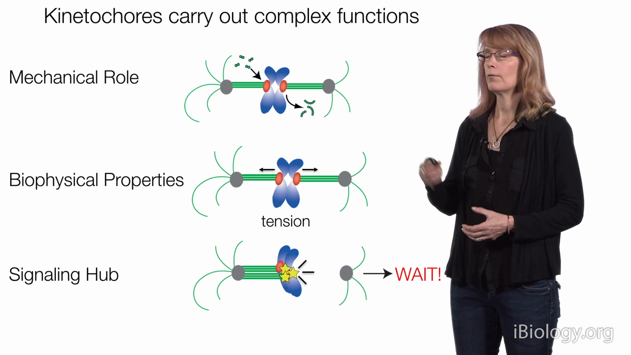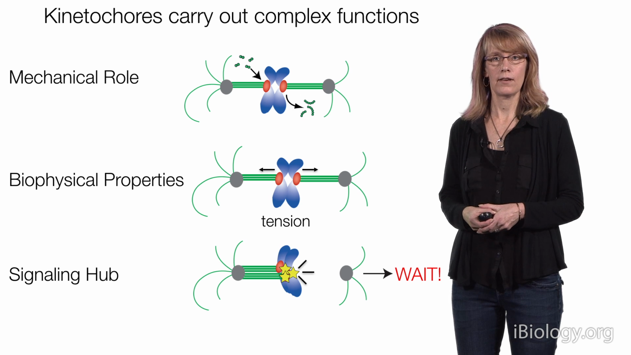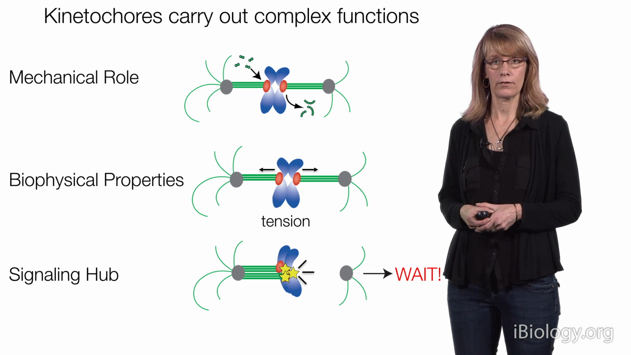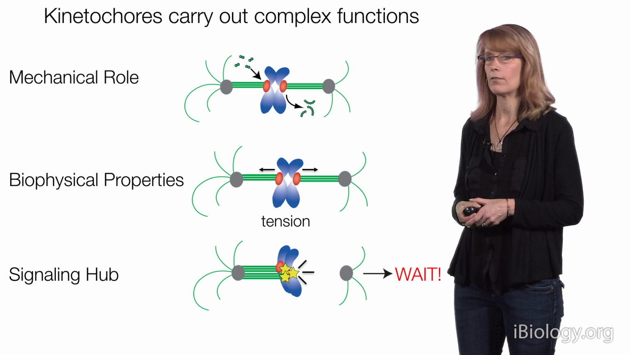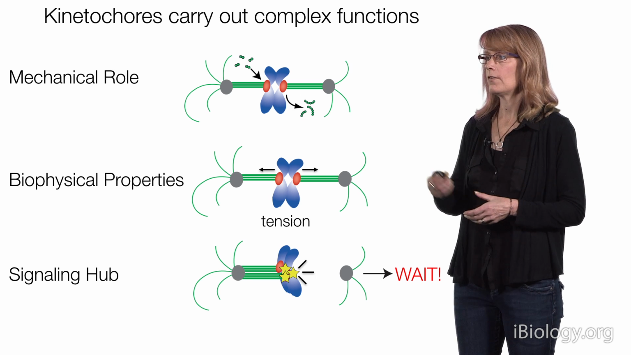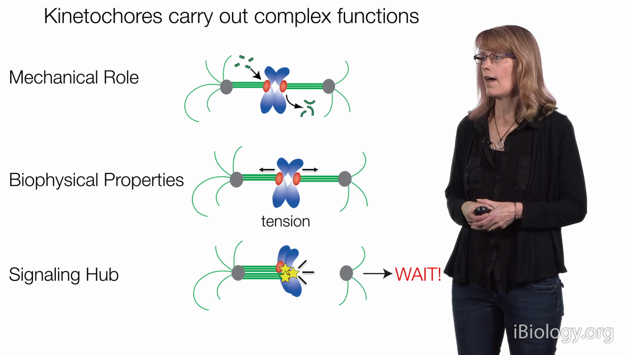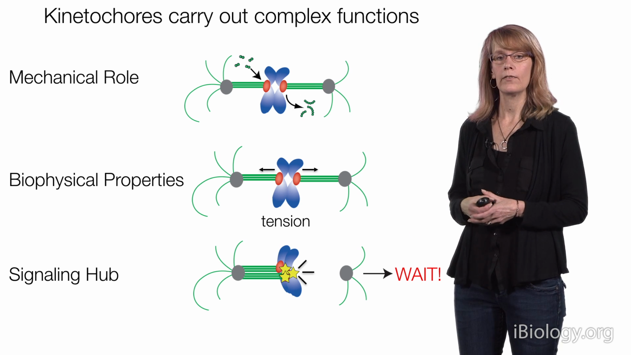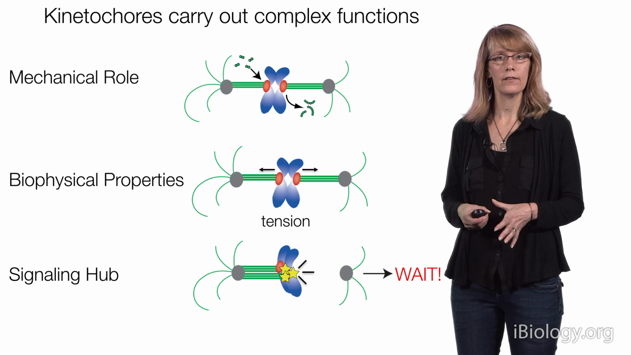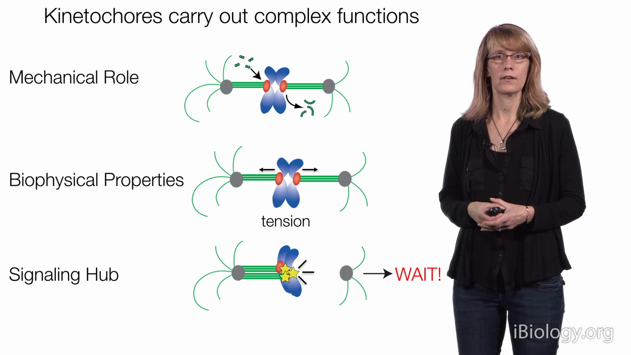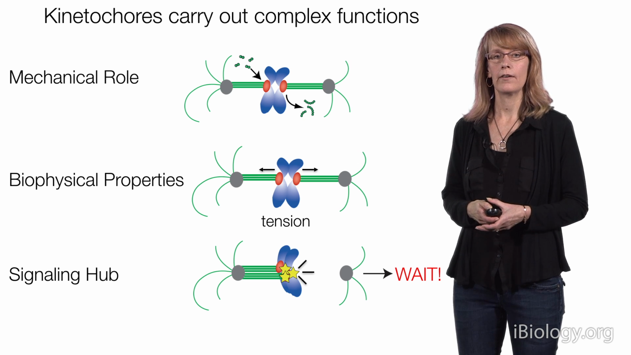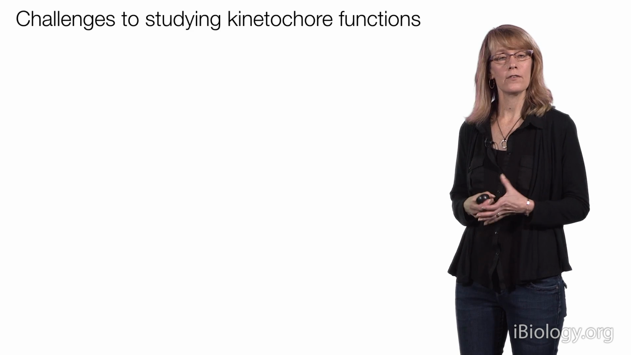Now, as I described in the first part of my talk, kinetochores carry out really complex functions. They have a mechanical role where the kinetochore has to stay attached to the dynamic tip of a microtubule that's constantly growing and shrinking from under it. They have interesting biophysical properties where tension stabilizes attachments. And they serve as signaling hubs where a single kinetochore can completely halt the cell cycle if there's a defect in kinetochore-microtubule attachments.